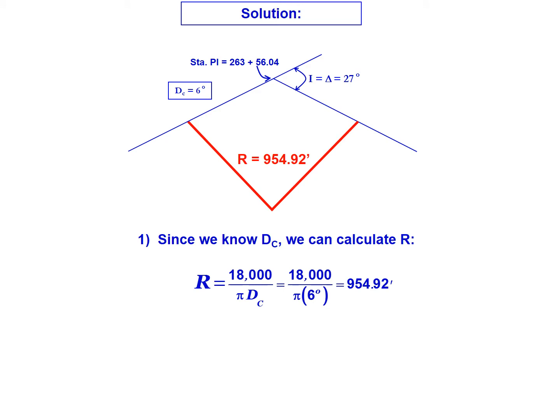Next, we need to calculate the radius. This is always going to be an important component in the calculation of horizontal curve components. We know the degree of curvature, so we need to use the equation to convert degree of curve to the radius. So the radius equals 18,000 over pi times 6 degrees. Gives us a radius of 954.92 feet.